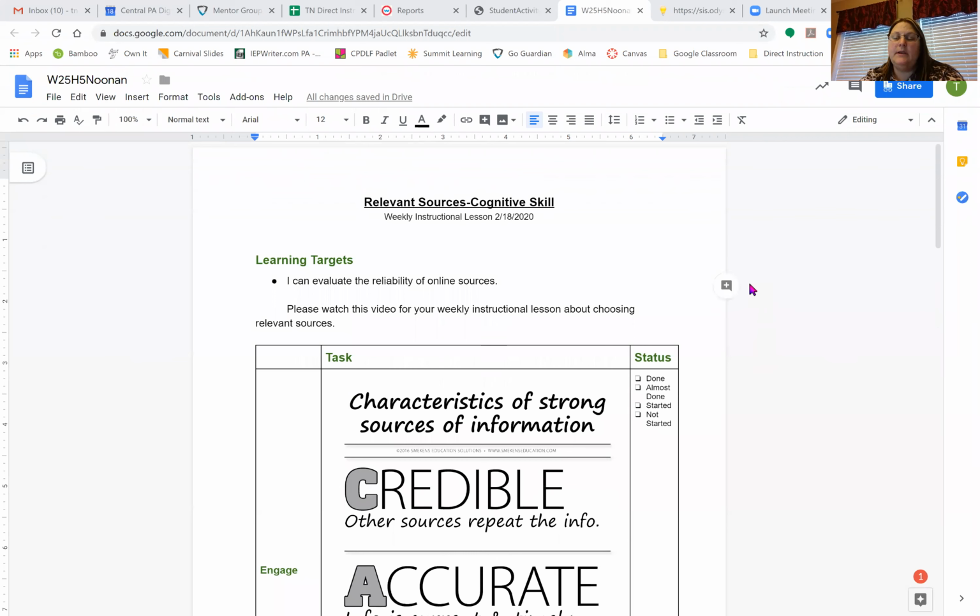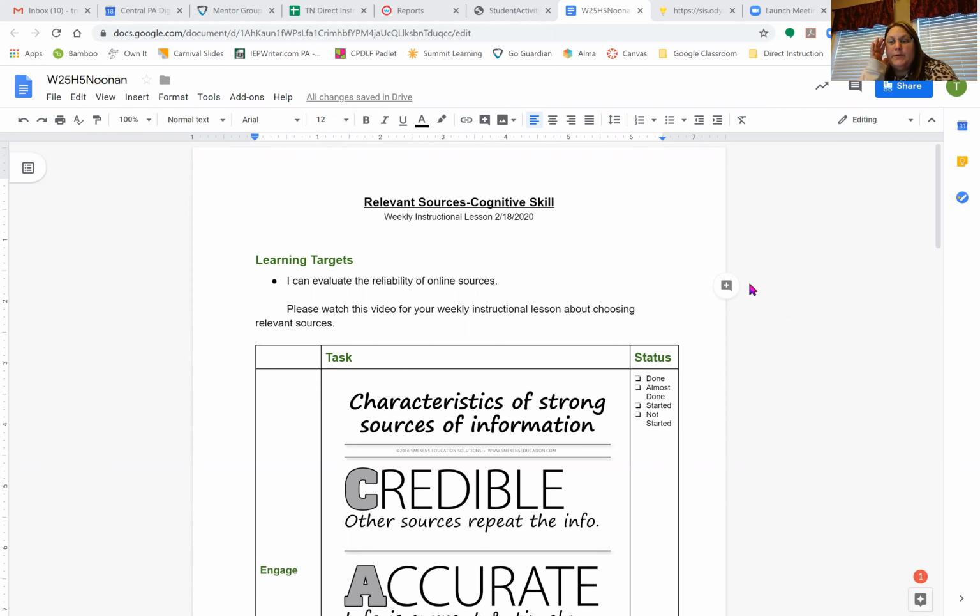All right. So this is another cognitive skill. Our project just started, and I am looking to introduce some cognitive skills that are graded within the final project and that we work on within the checkpoints. So relevant sources. The learning target is: I can evaluate the reliability of online sources.